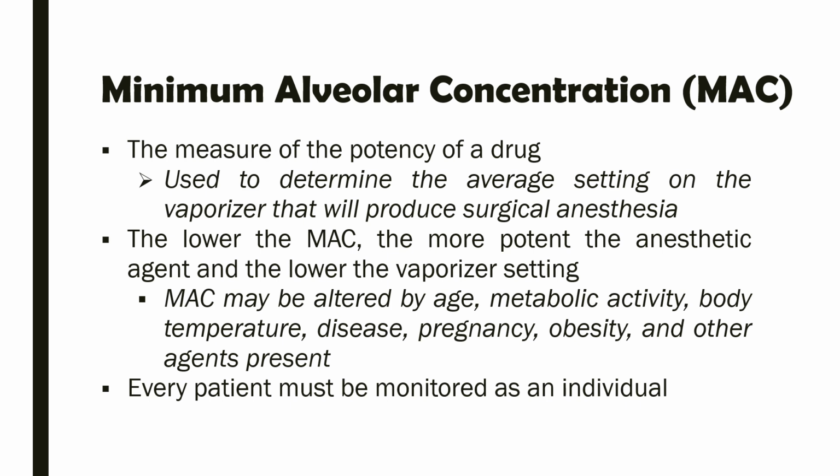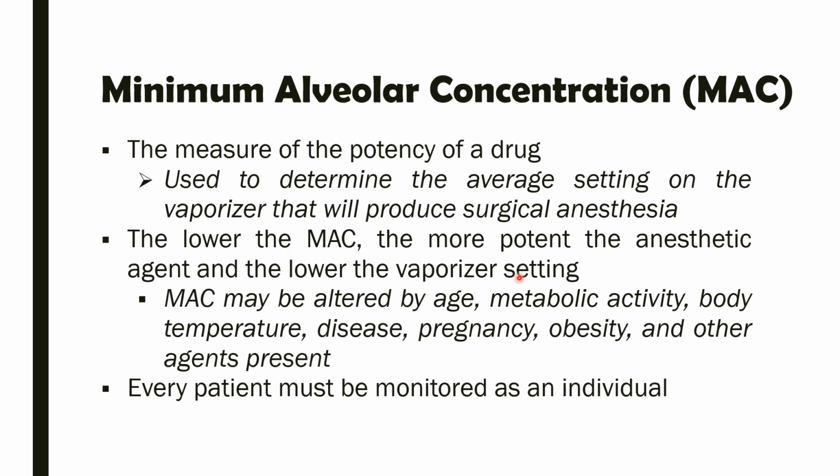Another very important property of the inhalant anesthetics is the MAC, or the minimum alveolar concentration. So basically, when we say MAC of the inhalant anesthetic, that measures the potency of the drug. And this is used to determine the average setting on the vaporizer that will produce surgical anesthesia. The MAC determines, again, the dose, the potency of the inhalant anesthetic. So the lower the MAC, the more potent the anesthetic agent is, and the lower the vaporizer setting.